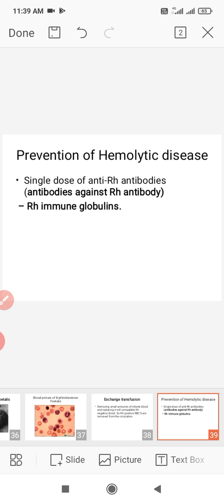Also, a single dose of anti-Rh antibodies is given to the mother after the first pregnancy. During the delivery time, if she is Rh negative, they will give the anti-Rh antibodies, and they can also administer Rh immune globulins.